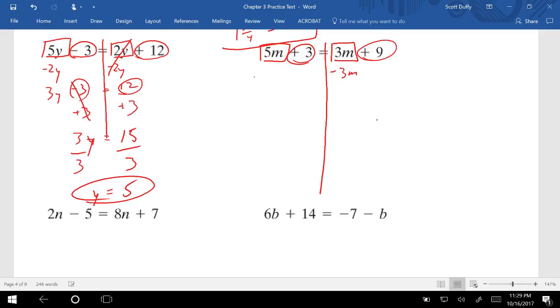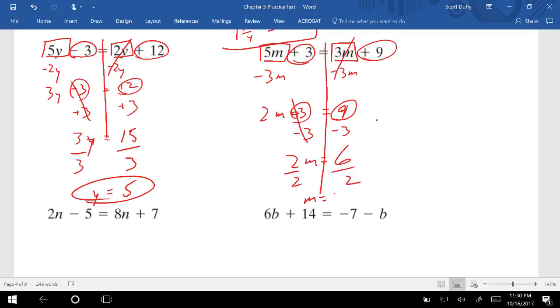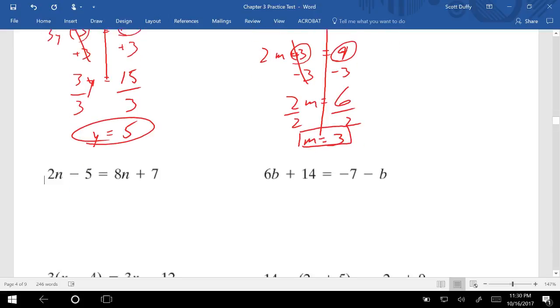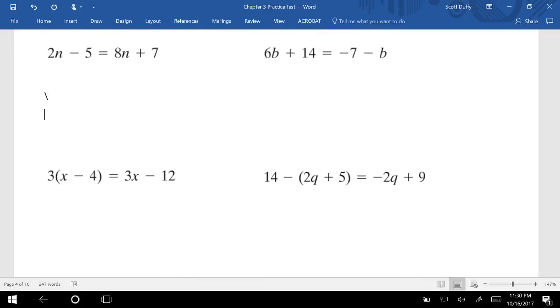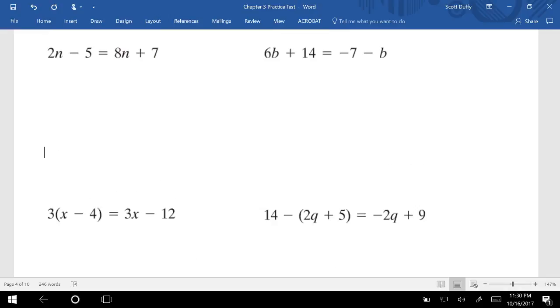Subtract 3m. I'll get 2m plus 3 equals positive 9. Subtract 3. 2m equals 6, divided by 2. M equals 3. Doing the same steps for these also.